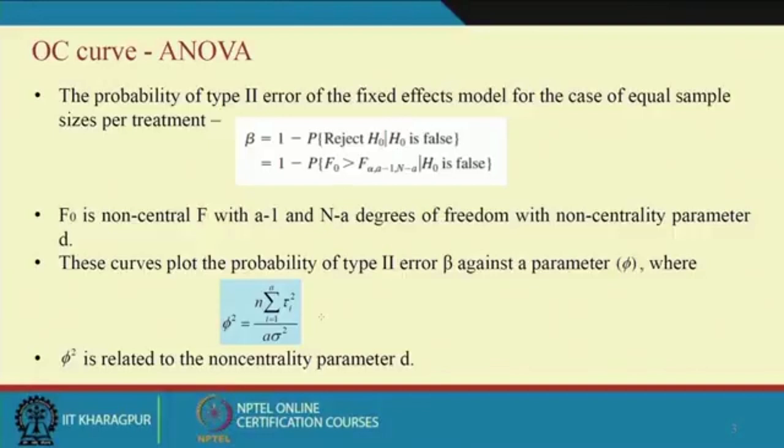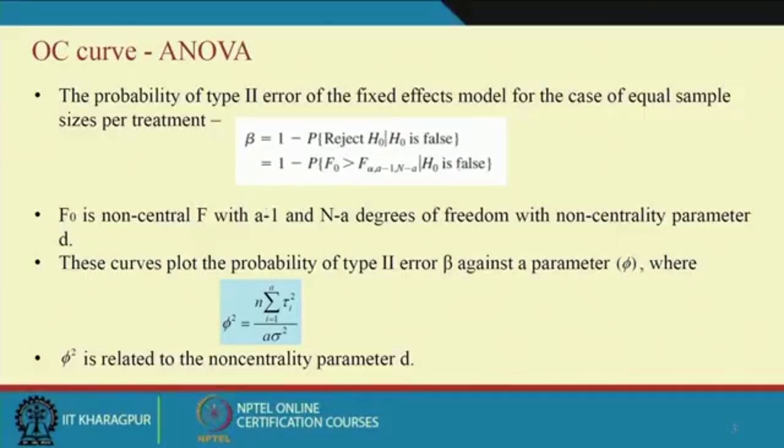So, you know what is beta. Beta is 1 minus probability of rejecting H0 given H0 is false, or 1 minus probability that F0 greater than F alpha, a minus 1, n minus a, given H0 is false. So, you know how to do this hypothesis testing part. Interestingly, when H0 is true, this F0 follows F distribution with a minus 1 and N minus a degrees of freedom, with central non-centrality parameter d equal to 0.